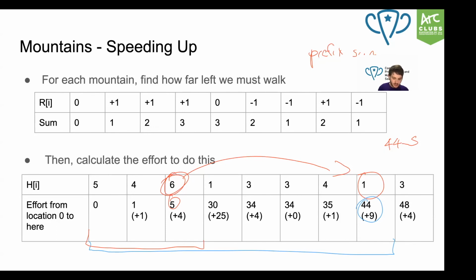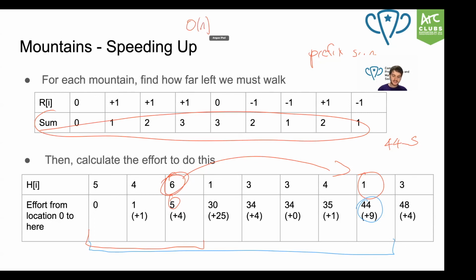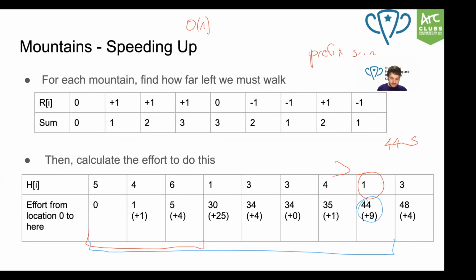And so we use our first array to find out how far left we must walk, and then our second array to work out the effort to do that. And now we have an order n solution to calculate for each point, if we just walk left, how far left must we walk? We can reverse this and do the exact same solution for walking right.